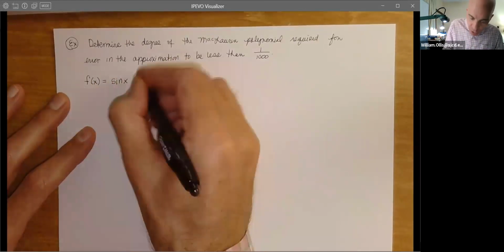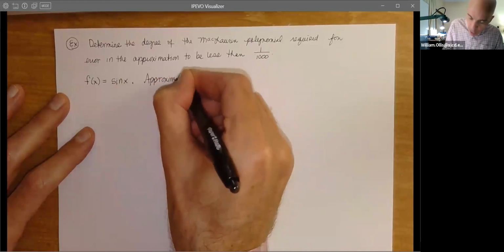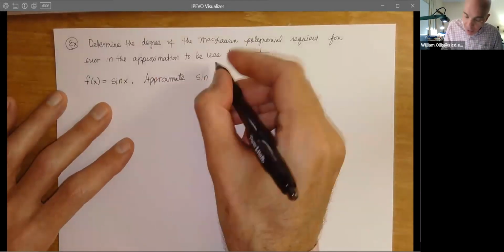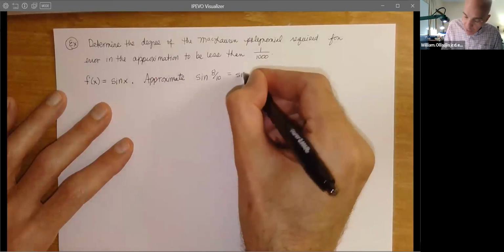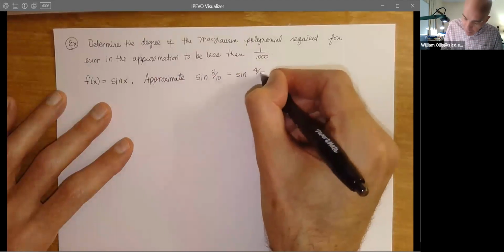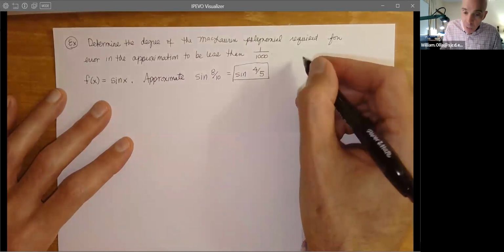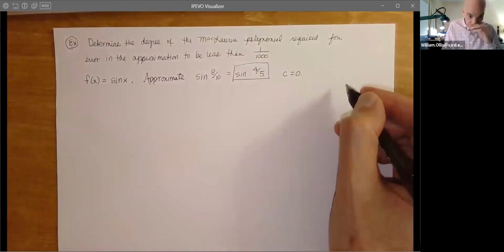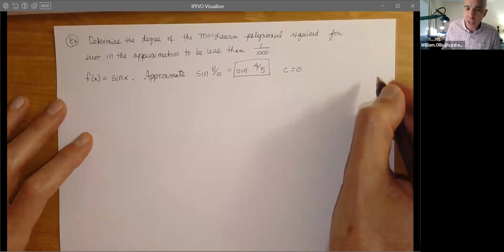And what we're asked to do is approximate. Before, we had to find an interval for the replacement. Here what we want to do is approximate sine of 0.8 or 8/10, which is sine of 4/5. So that's what we want to approximate, 4/5 radians. And of course, we take c equal to 0 because this is Maclaurin. So again, we think about what we need to do here. And this is where we have to do the trial and error bit.